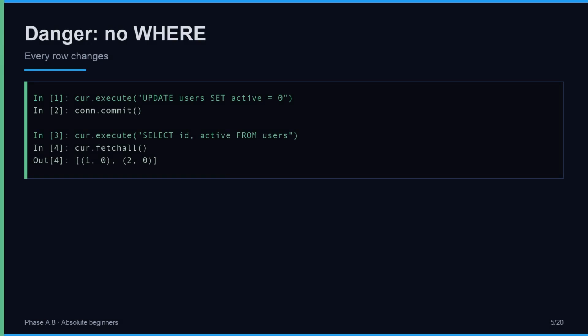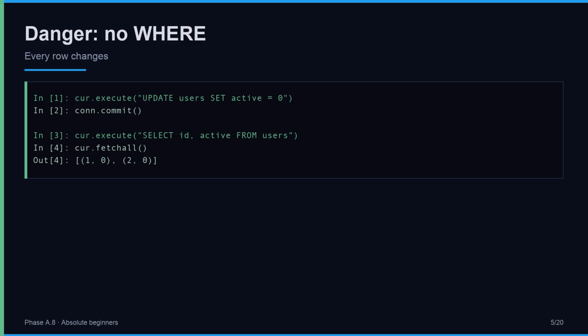Look at what happens with no where clause. Update users set active to 0. Every row in the table gets active set to 0. Ada is now inactive. Grace is now inactive. Everybody is inactive. One command, every row, no exceptions. You almost never want this. Always pair update with a where clause that targets specific rows.